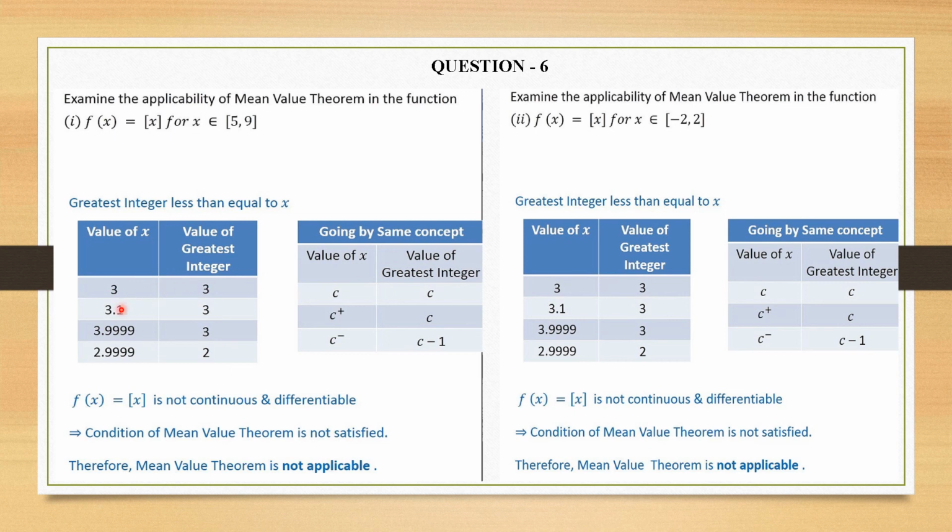For 3 it is 3, for 3.1 it is 3. For c, the greatest integer gives you the value c if it is an integer. For c plus h it will be c, and for c minus h it will be 1 less than the integer itself, that is c minus 1. Since the function is not continuous, as you can see the left hand limit and right hand limit are not giving me the same values, so it is not differentiable. Hence the first two conditions of the mean value theorem are not satisfied, and the mean value theorem is not applicable for question number 1 and part number 2 also, because here only the interval is different and the rest of the conditions are the same.